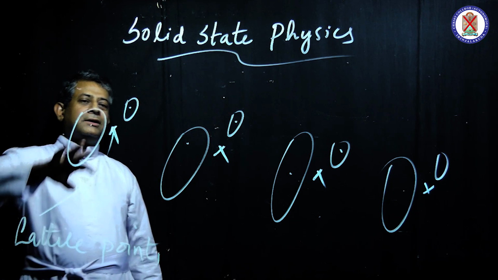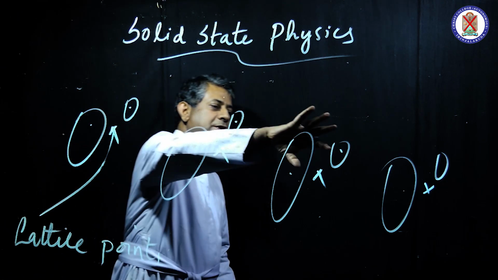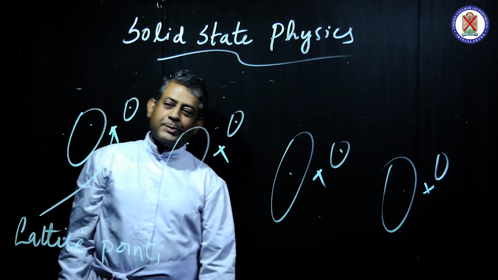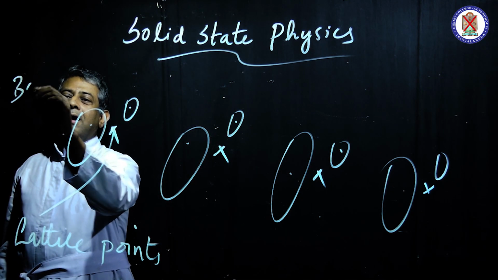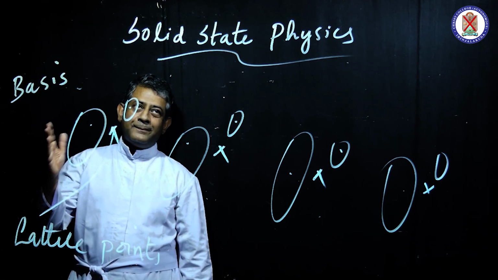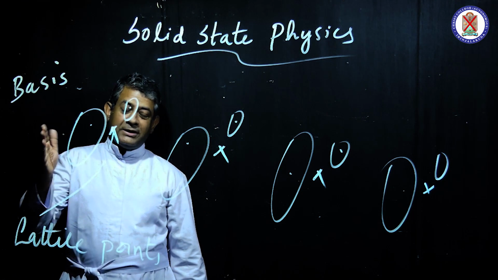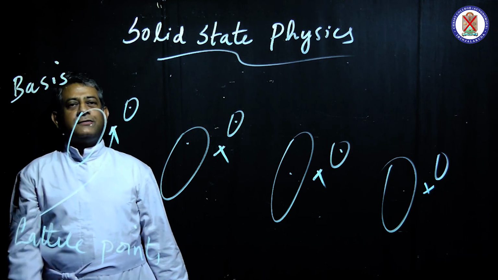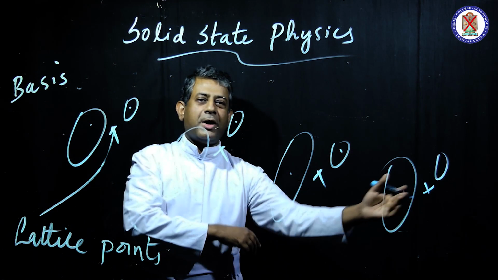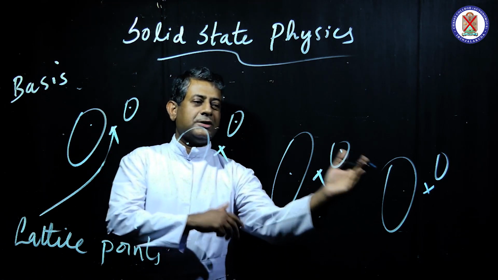And these two things which you place on those lattice points are the bases. So we have got a simple definition of a crystal. A crystal is basis placed on the lattice points.